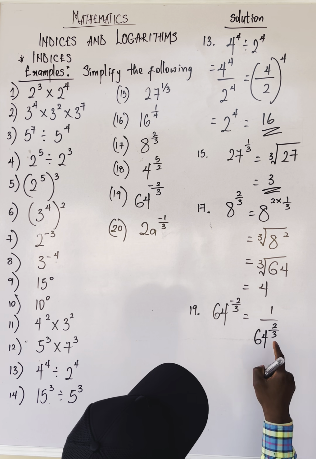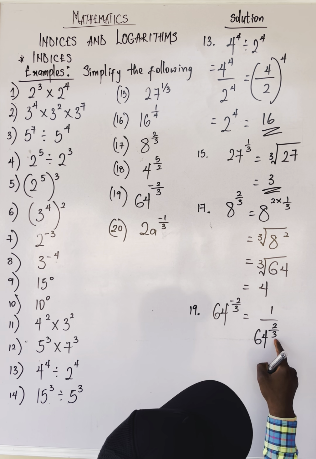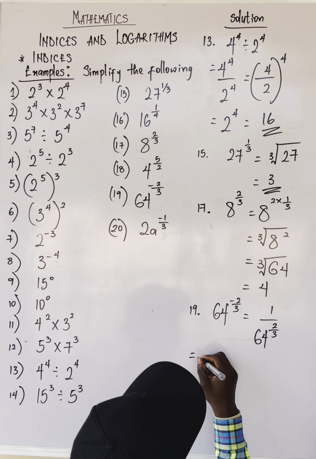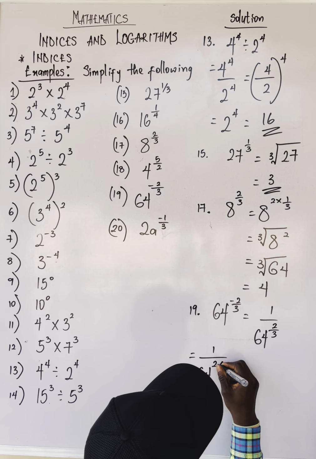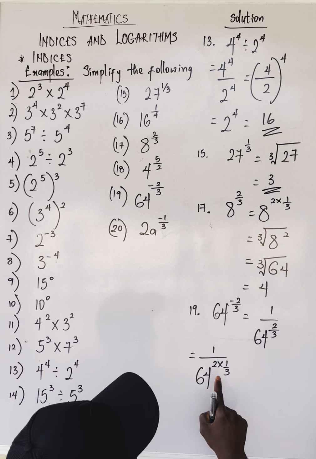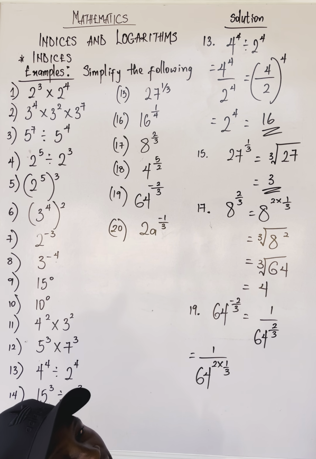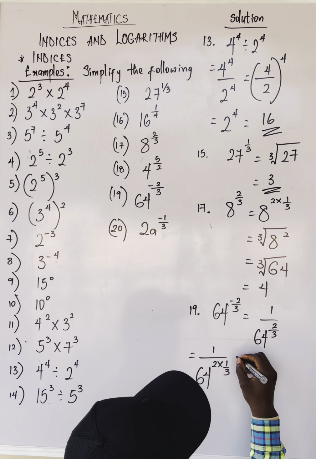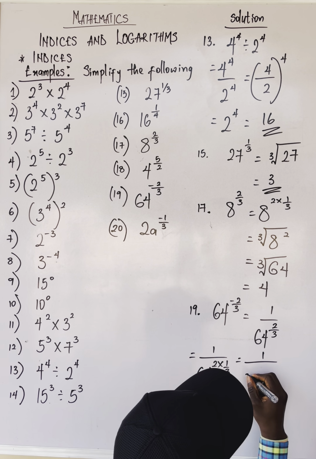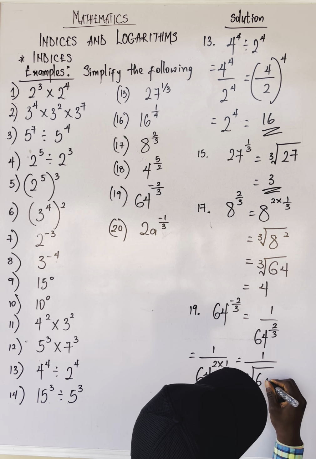Now, I told you, this 64 raised to the power of 2 over 3, you know you can write it as 1 over 64 to the power of 2 times 1 over 3. You know this 2 over 3, I can write it as 2 times 1 over 3, right? I can just write it like that. So anything raised to power 1 over 3, what do we call it? Cube root, right? So that will be 1 over cube root of 64.